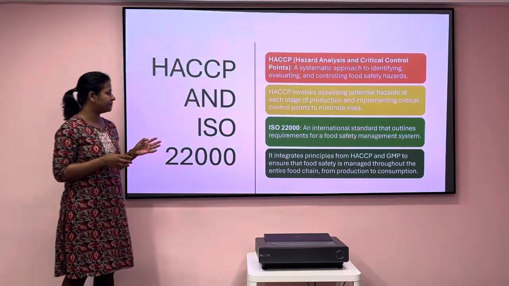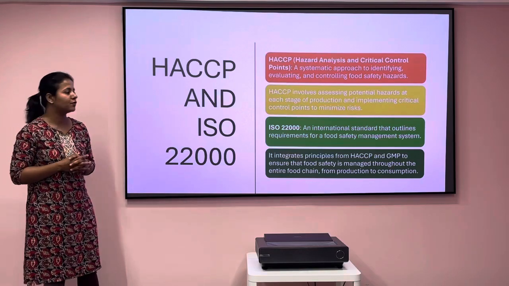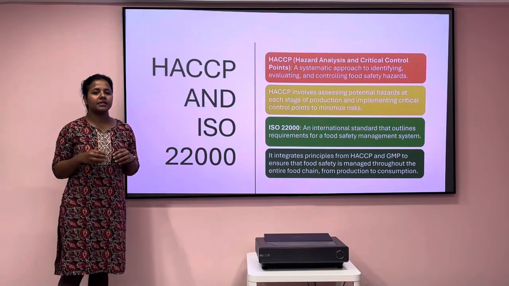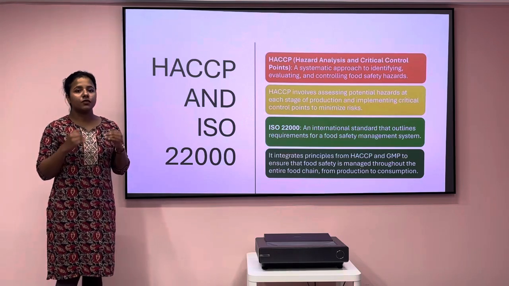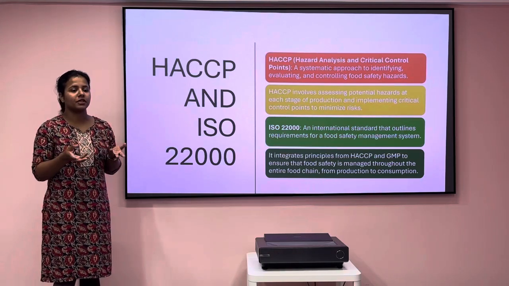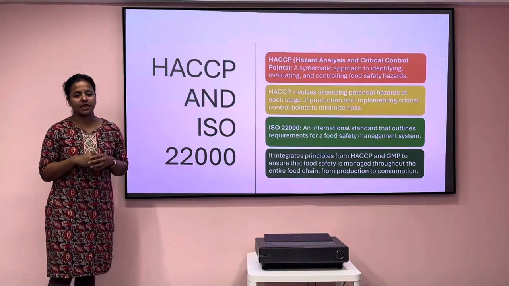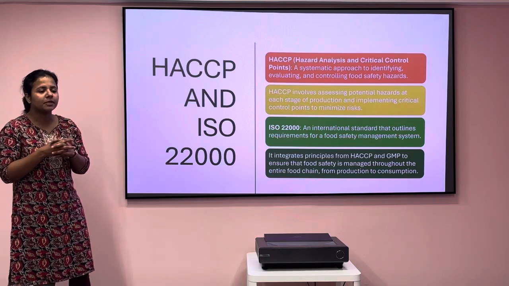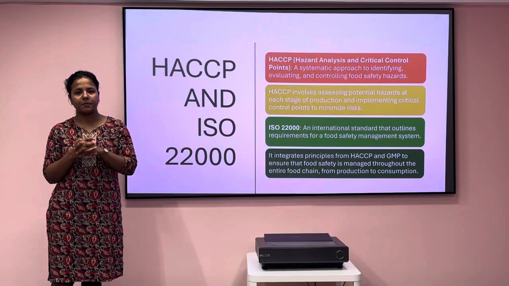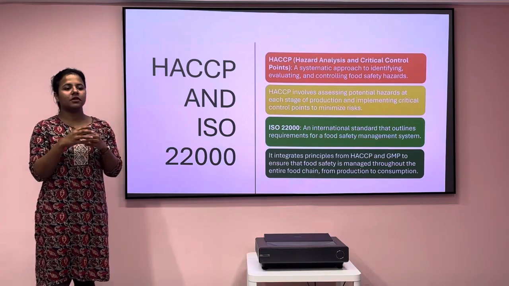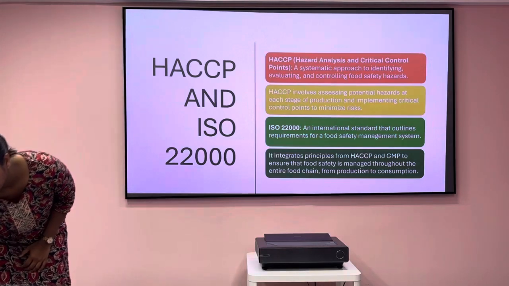And next is ISO 22000. ISO 22000 is an international food safety standard, and it is implemented in the food industry for what? For maintaining the food safety management system to ensure food safety through the entire production. ISO 22000 integrates the principles of HACCP and GMP. HACCP and GMP practices are implemented together in ISO 22000. Okay, food safety management system.